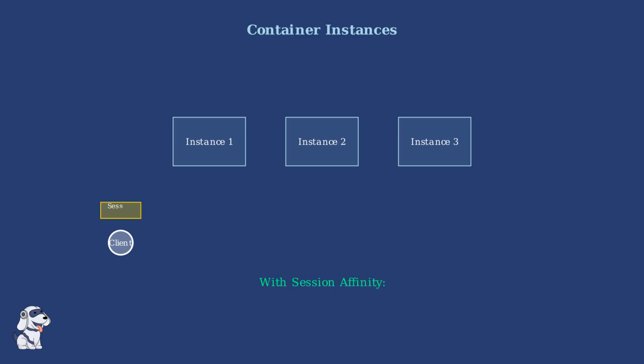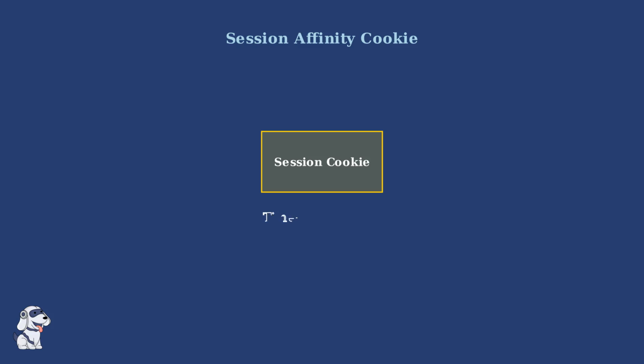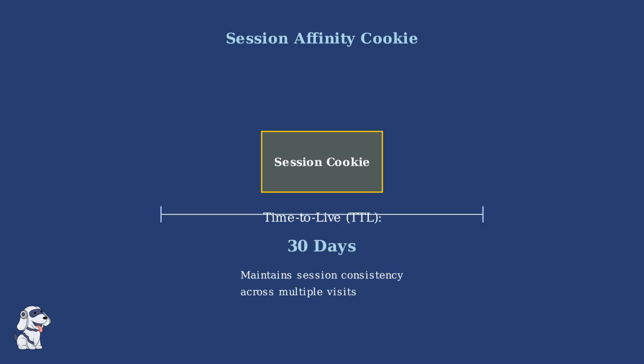With session affinity enabled, CloudRun uses a session cookie to identify requests from the same client and consistently routes them to the same container instance, preserving client-specific state and improving responsiveness. The session affinity cookie has a time to live of 30 days, providing long-term consistency for client sessions. This extended duration ensures that returning users maintain their session state across multiple visits.